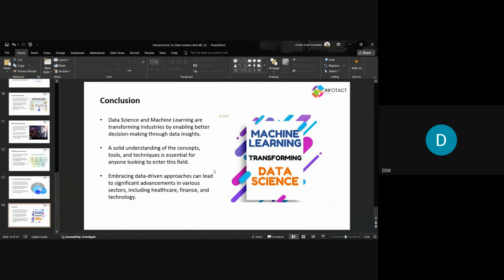Now you can see the conclusion: data science and machine learning are transforming industry by enabling better decision making through data insights. A solid understanding of the concepts, tools, and techniques is essential for anyone looking to enter this field. Embracing a data-driven approach can lead to significant advancements in various sectors, including healthcare, finance, and technology. So this is how we conclude the introduction part.